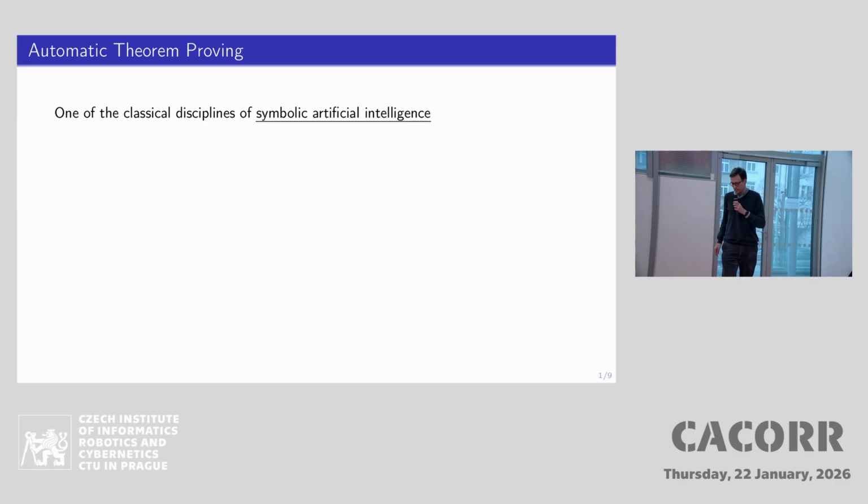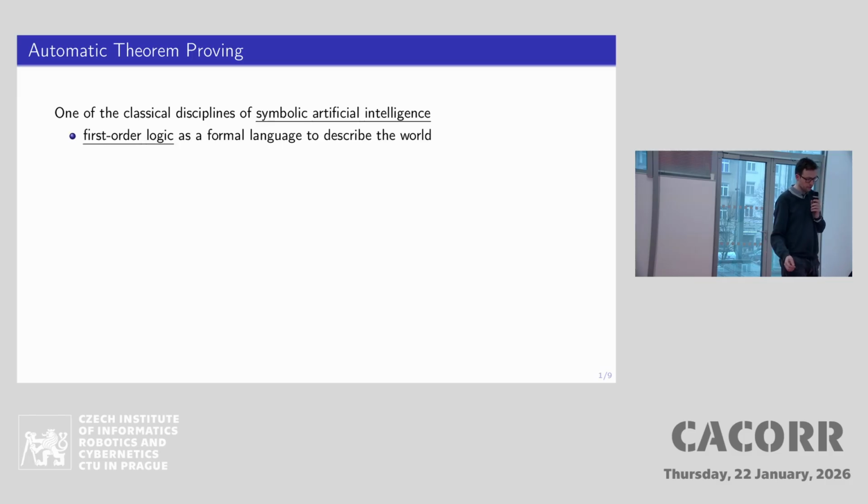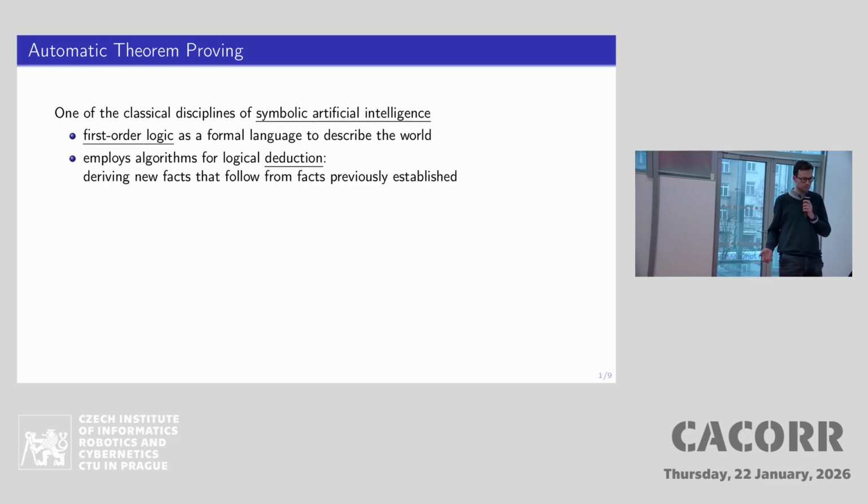So, as mentioned, we are doing automated reasoning, most notably automatic theorem proving, which is one of the classical disciplines of symbolic artificial intelligence. So, dealing with logic and not necessarily with real numbers per se, as machine learning does. But we will get to the merger soon. So first order logic is the language that we use to describe the world. So that's the hypothesis that you have to make, and we employ algorithms of logical deduction, which means deriving what necessarily follows from what's already established or stated.